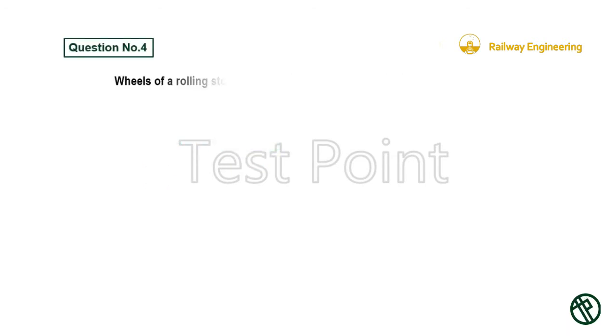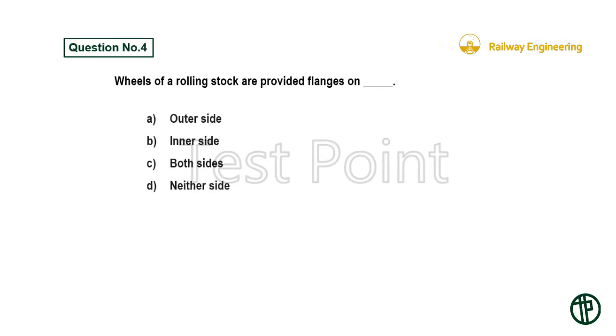Question number 4. Wheels of a rolling stock are provided flanges on: Option A, outer side. Option B, inner side. Option C, both sides. Option D, neither side. Answer is option B, inner side.